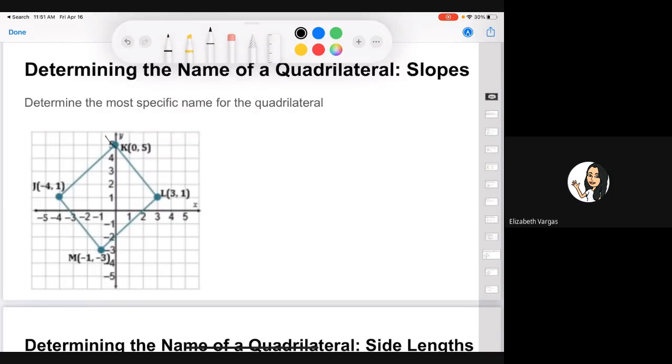So basically I'm going to look at K and L and J and M. And for those two to be parallel to each other, they have to have the same slopes. So I have KL and J and M. 5, 0, 1, 3 equals 4 and 3. And so I want those two to be the same because if they are the same, then they are in fact parallel to each other.